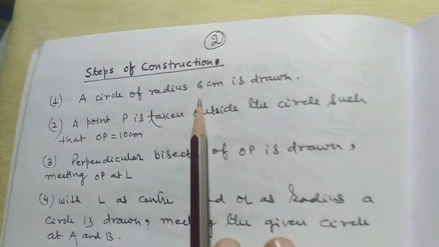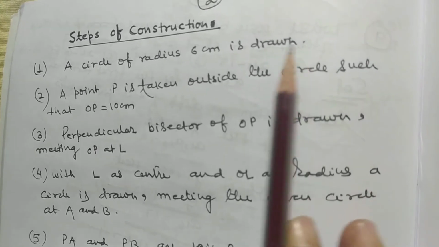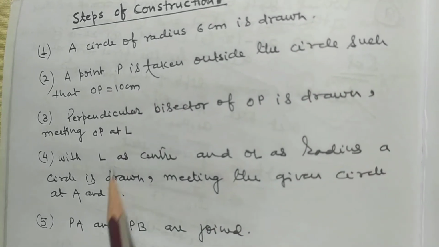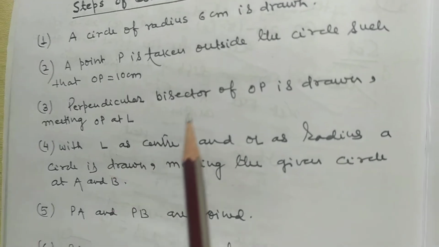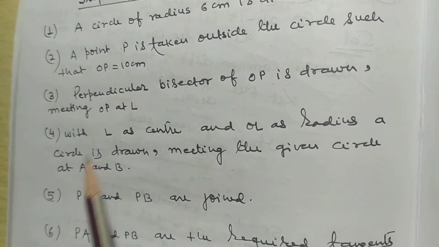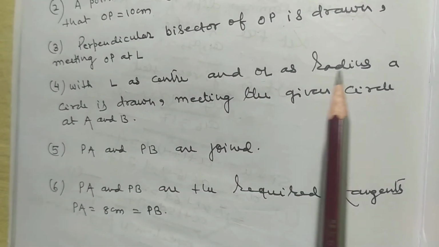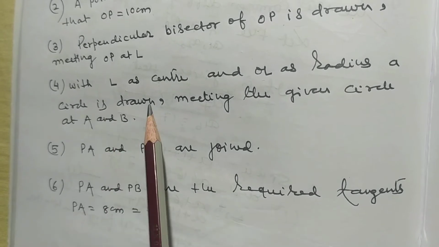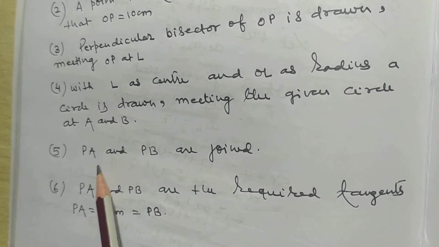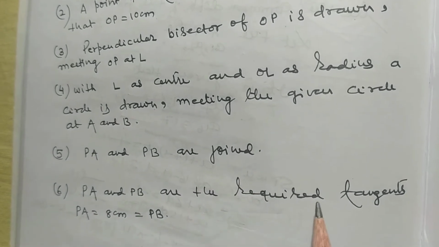A circle of radius 6 cm is drawn. This is the first step. A point P is taken outside the circle such that OP is equal to 10 cm. Perpendicular bisector of OP is drawn, meeting OP at L. With L as center and OL as radius, a circle is drawn meeting the given circle at A and B. PA and PB are joined. PA and PB are the required tangents.